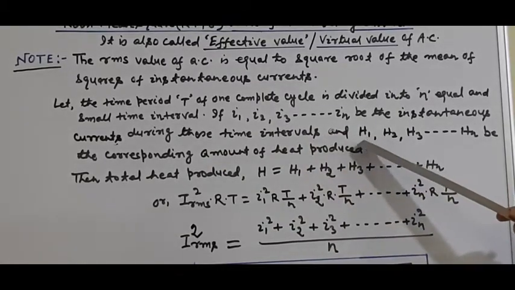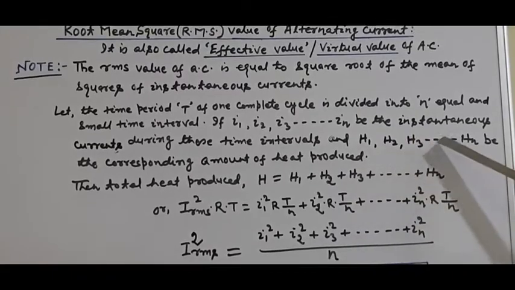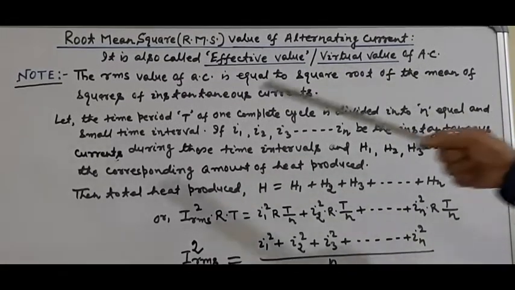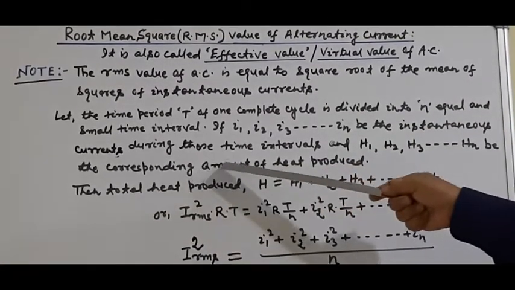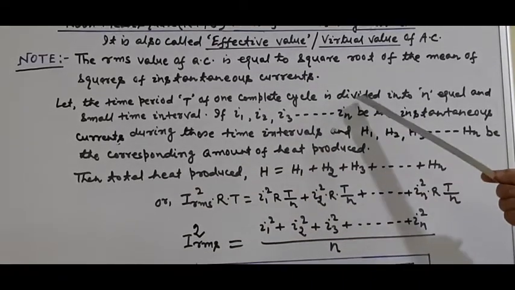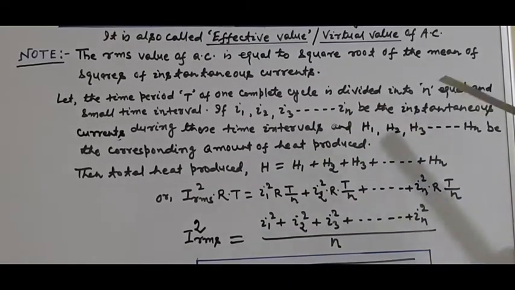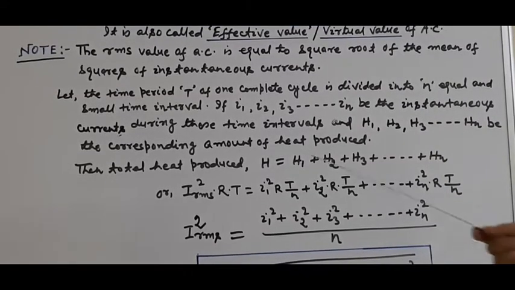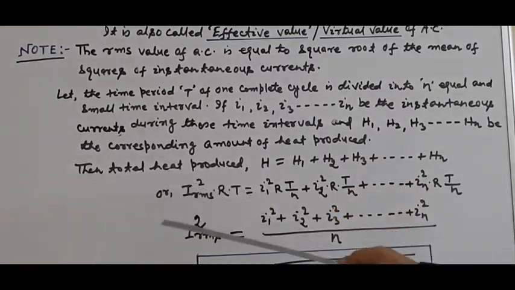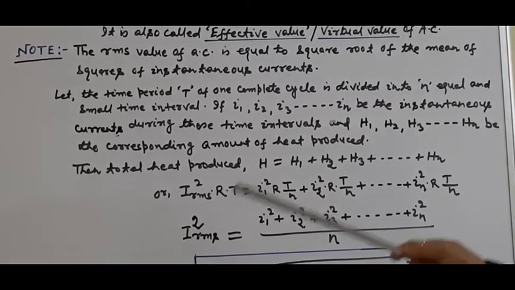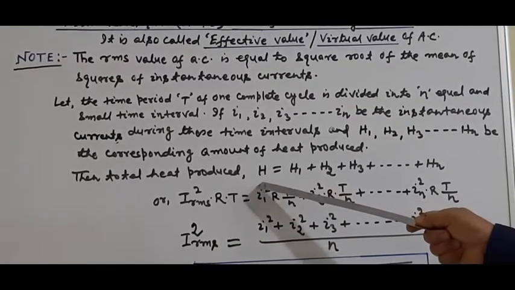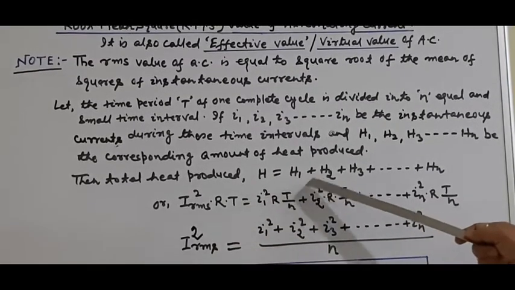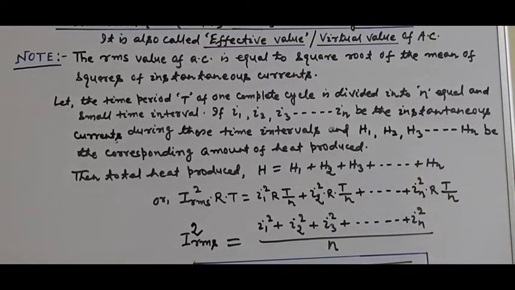Also, let H1, H2, H3, ..., Hn be the corresponding amounts of heat produced during these time intervals, which are divided into n equal time intervals. Then what is the total heat produced in the conductor of resistance R? Suppose H is the total heat produced. This H must be equal to H1 + H2 + H3 + ... + Hn.